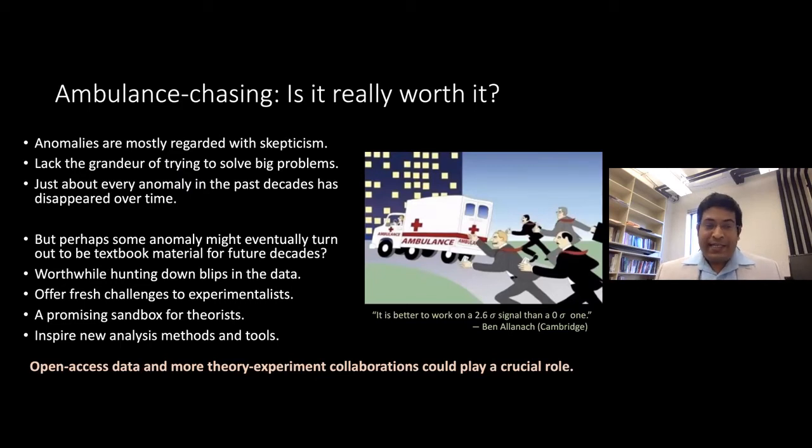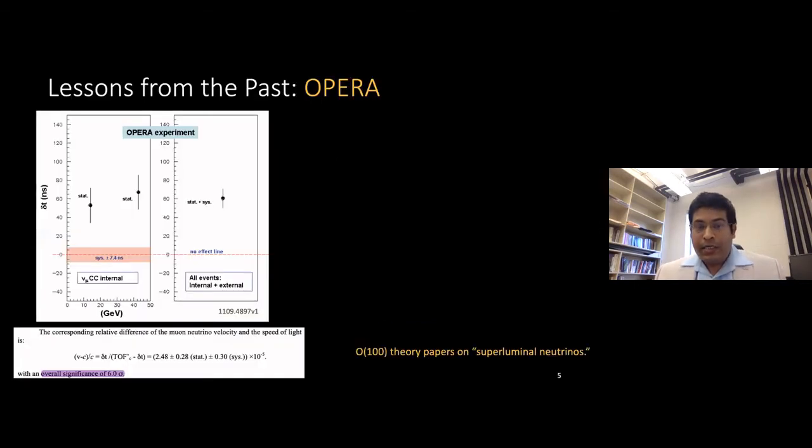And it offers, as I said, fresh challenges to both theorists and experimentalists, and it inspires new analysis methods and tools. And we have several examples of that. So in this context, I should emphasize that one of the main themes of this workshop is open access data. This is very crucial in resolving the anomalies. So more open access data and more collaborations between theory and experiment would play a crucial role in resolving these issues.